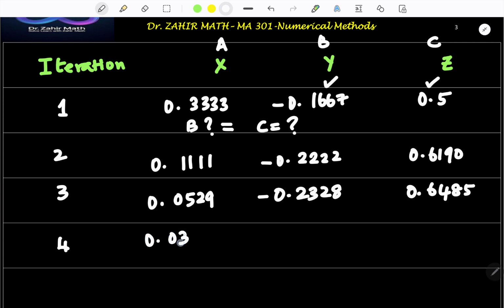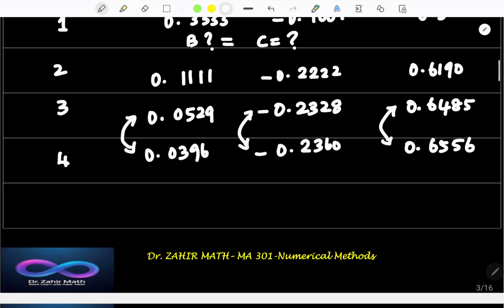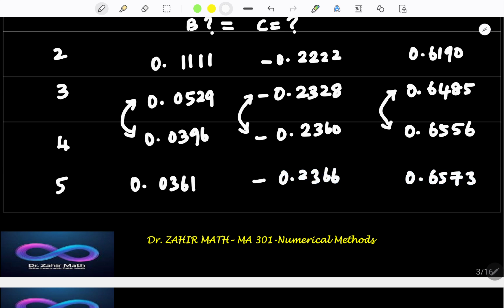You will get 0.0396 A value, B value minus 0.2360, and C value 0.6556. Again press equal and you will go with B value, you will go with C value. Teacher, when do I stop this one? If these two values are same, and these two values are same, and those two values are same, then we are going to stop it. Otherwise, we keep going. And then iteration number 5, we will get 0.0361 and negative 0.2366 and 0.6573.